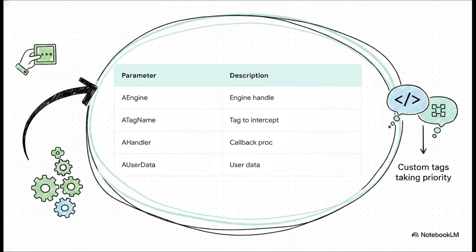You can register custom tags right through the API. You just call markup register tag with your engine handle, the tag name you want to intercept, your callback handler, and a user data pointer. When you do that, your custom tags actually take absolute priority over the built-in markup processing. You are literally extending the language itself to fit whatever your specific app needs.